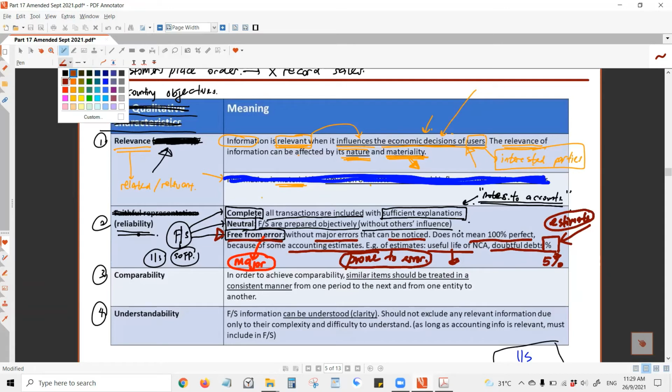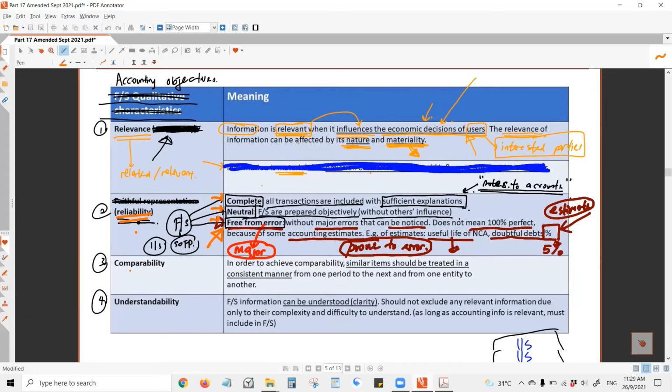In the exam, this is something that they like to ask. For free from error, you must ensure that it's not 100% accuracy. When we come across some questions, I will guide you on how to apply. Very easy ones. So for reliability, remember these three components: complete, neutral, and free from error. Remember these three. Later I will show you some questions.